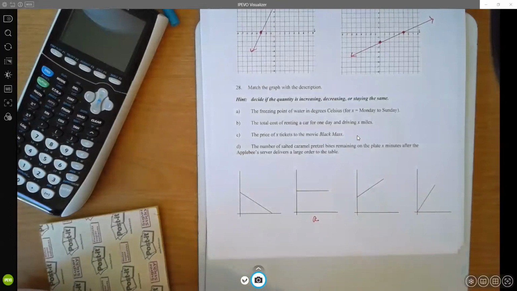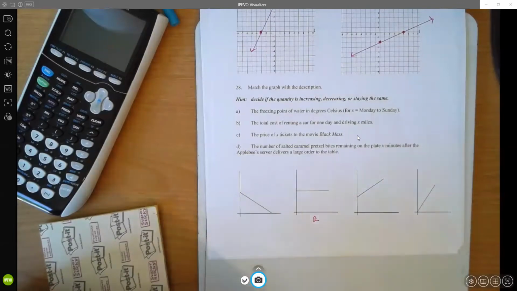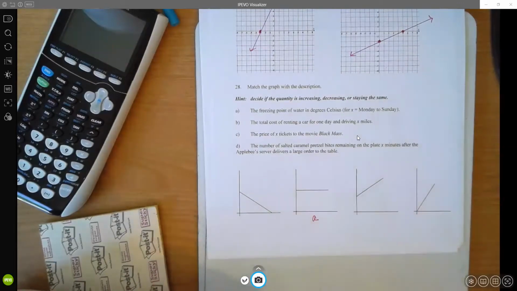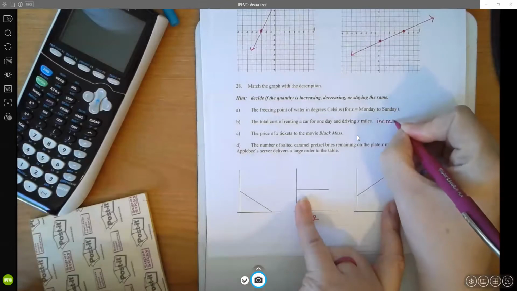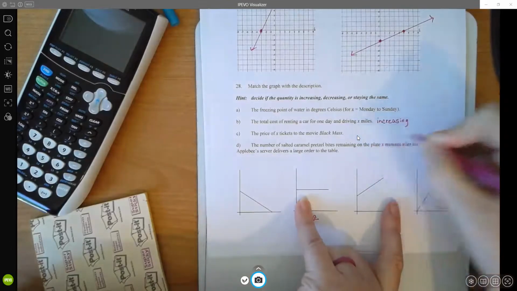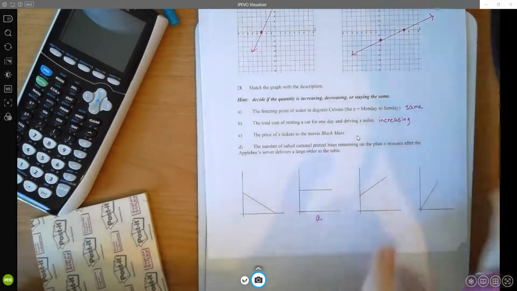The total cost of renting a car for 1 day and then driving X miles. Well, we've done this problem in class and we've set it up. Driving X miles generally means they're going to charge you for having the car and then per mile driven. So that would be increasing. Let's look at the next one too. This one would be increasing. So it could be either one of these increasing. This one is staying the same, so that could only be one.